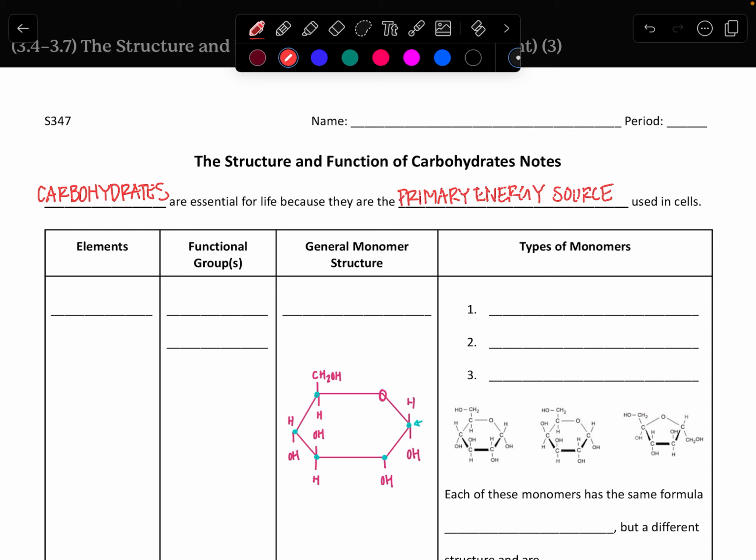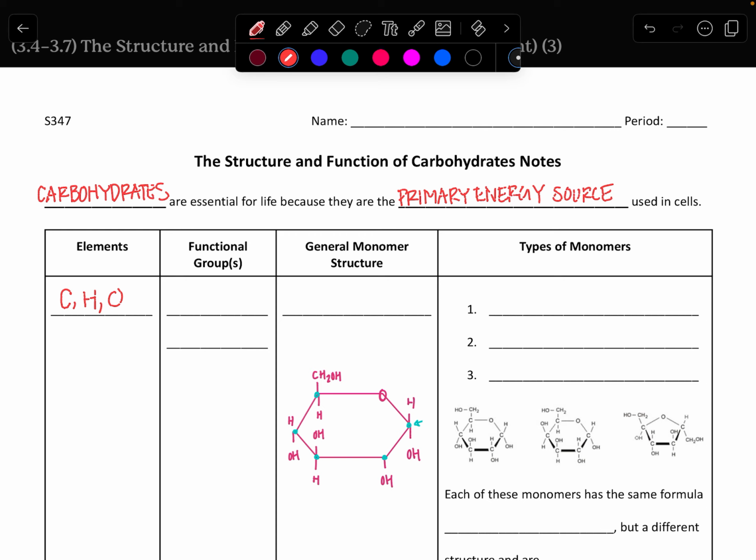So thinking about what makes carbohydrates up, they're always going to be made up of three elements. They're going to be made of carbon, hydrogen, and oxygen. So I like to remember carbohydrates are made of CHO, okay? So there's never any nitrogen, never any phosphorus. We're only going to see carbon, hydrogen, and oxygen, okay?